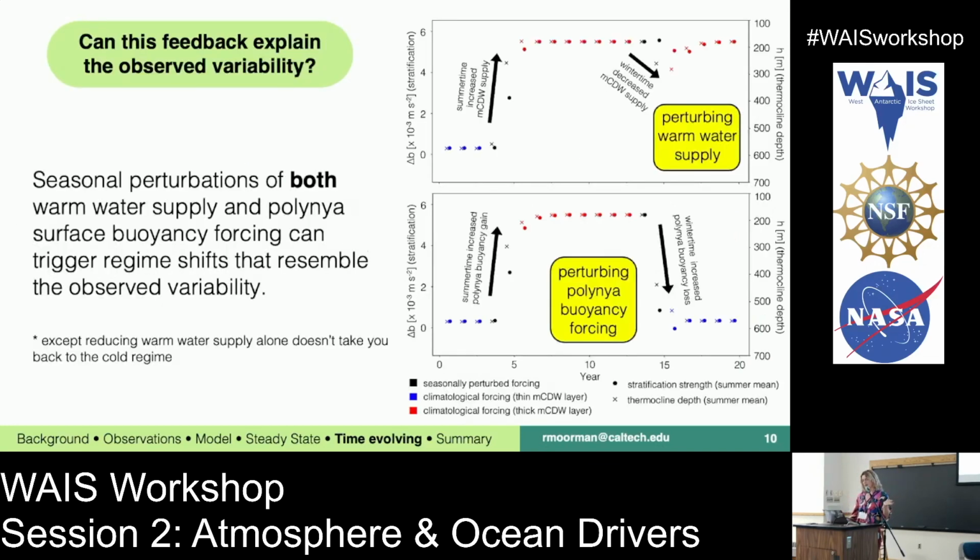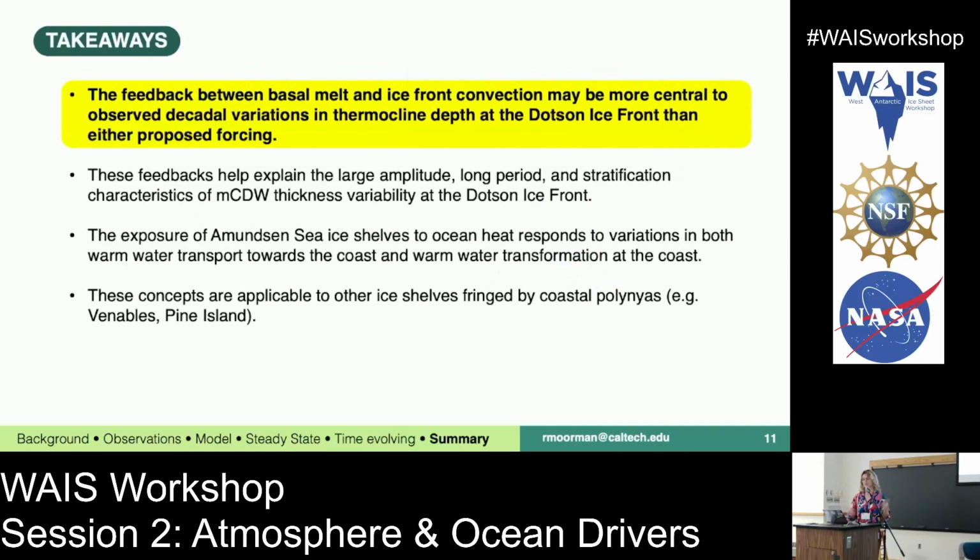And I'm out of time, but I can basically say that when we force our model with temporally varying forcings, and seasonal perturbations of those forcings in particular, we can reproduce that pattern of variability, and in particular that phasing of variability, irrespective of what we're perturbing the model with. Which leads me to my main takeaway: the feedback between basal melt and the ice front convection may be much more central to the variability that we see in this region, as opposed to changes in either forcing. Either forcing could drive the change and it would look the same. It's much more related to the feedback. And I'll leave it there.